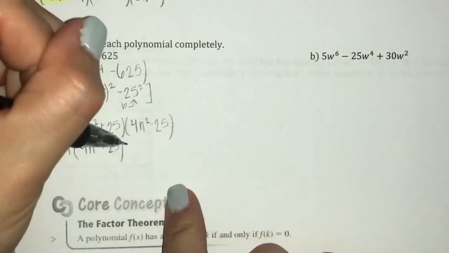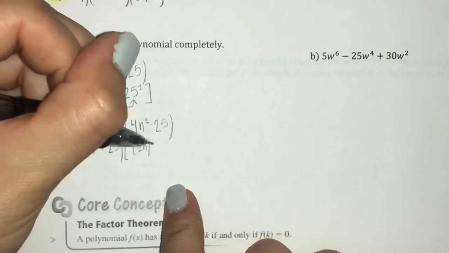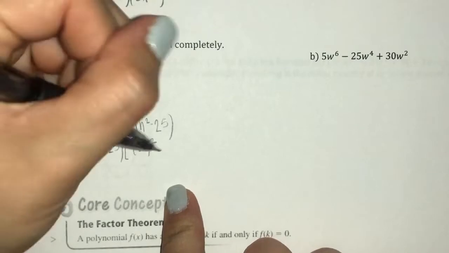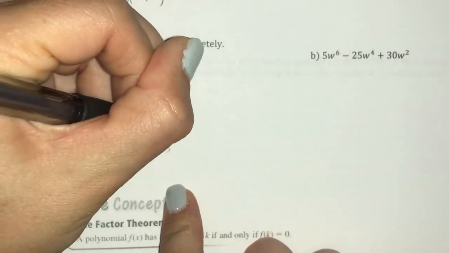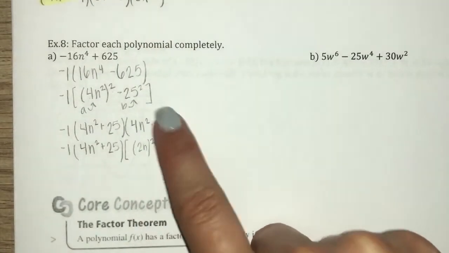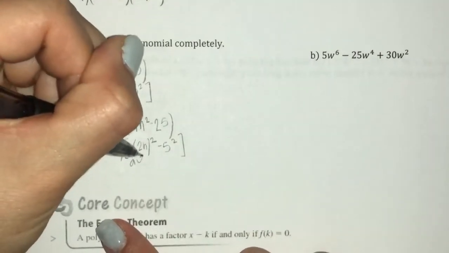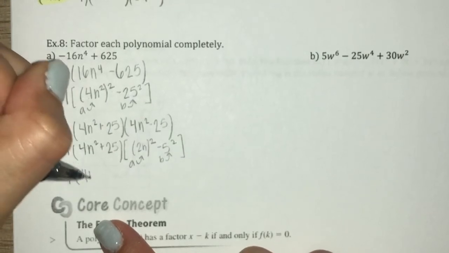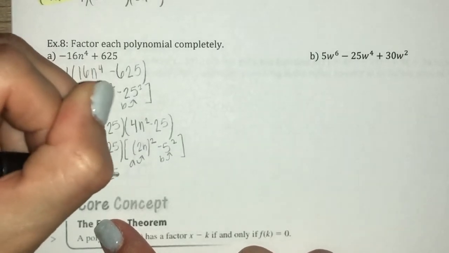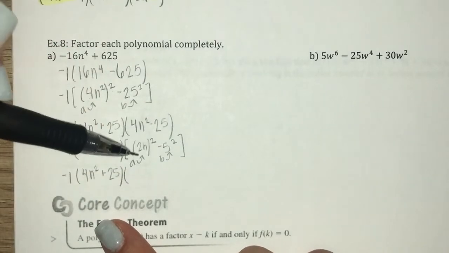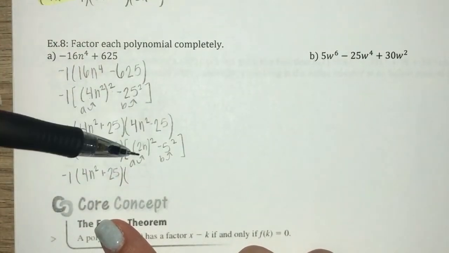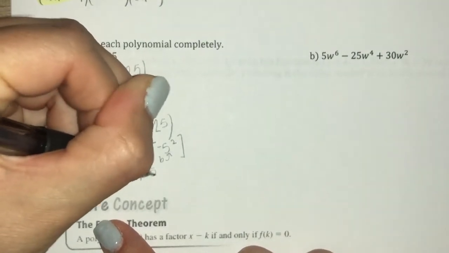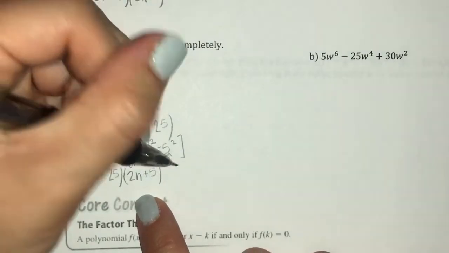And then 4n squared, I'm going to write as 2n in parentheses squared. And then the 25 I can write as 5 squared. So minus 5 squared, and then we can see what the new a and b are for this difference of squares. So a would be 2n, b would be 5. So we'll bring down the negative 1 times 4n squared plus 25. And then times a plus b times a minus b, so a plus b would be 2n plus 5, and a minus b would be 2n minus 5.